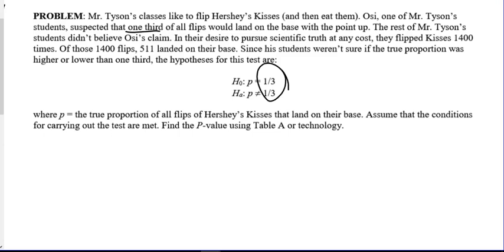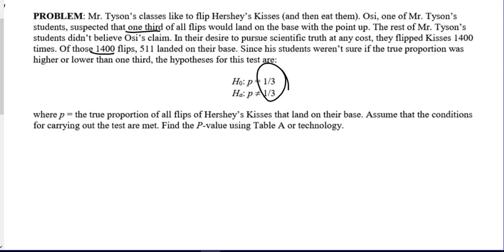The rest of the students don't believe her claim. In their desire to pursue scientific truth at any cost, which means, of course, eating more kisses, they flipped 1,400 times. That's going to be our n. 511 landed on their base. Since the students weren't sure if the true proportion was higher or lower, they didn't even have a prediction, they just didn't agree with one-third. Therefore, we have p equals one-third and p doesn't equal one-third. Hence the equal slash through it. We're not saying greater, we're not saying less than, we're just saying we don't agree.